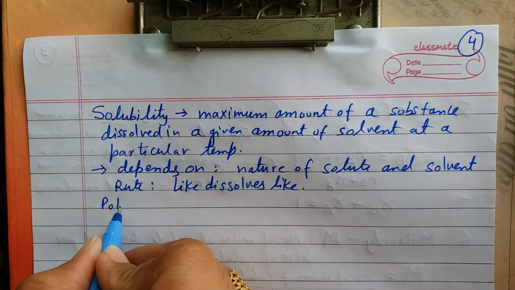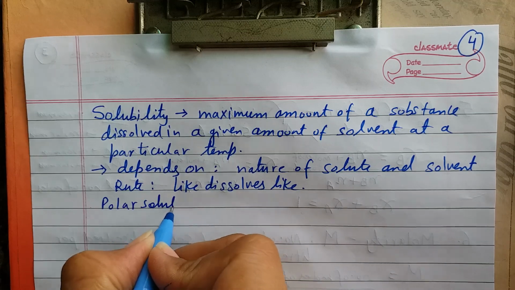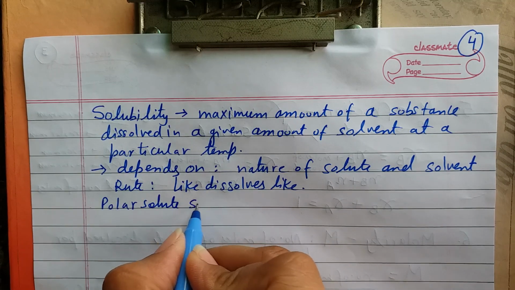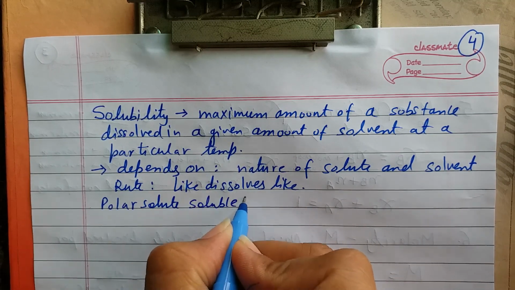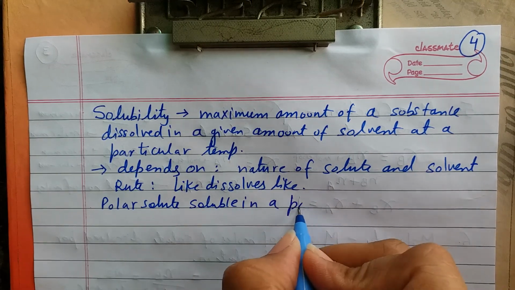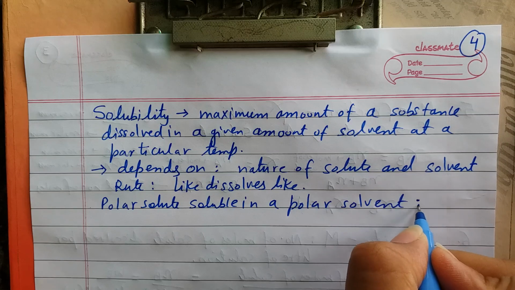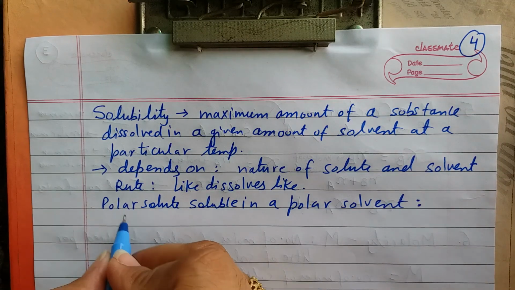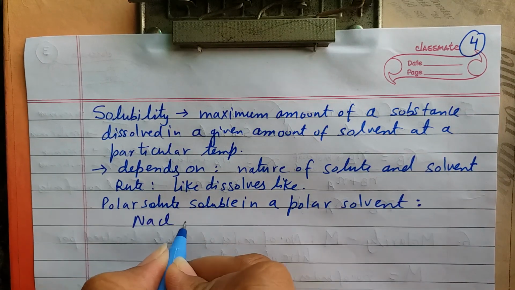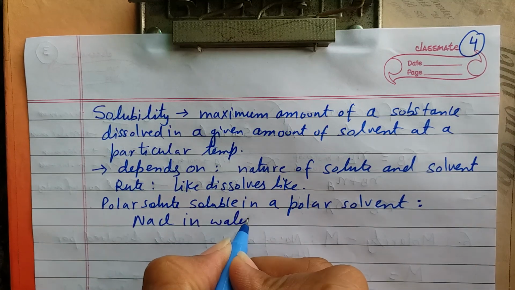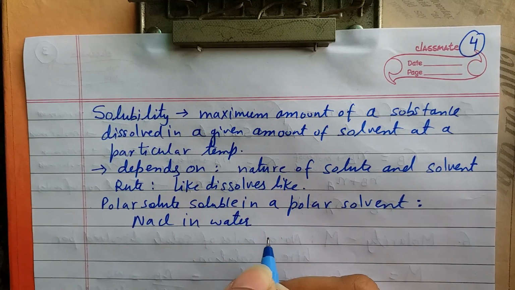Okay, like dissolves like means what? If you have a polar solute, it will be soluble in a polar solvent, right? So a polar solute will be soluble in a polar solvent. For example, NaCl in water. NaCl has polarity, charge separation. Even water has polarity and charge separation.